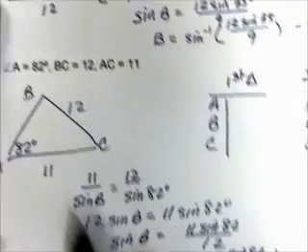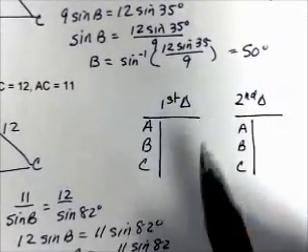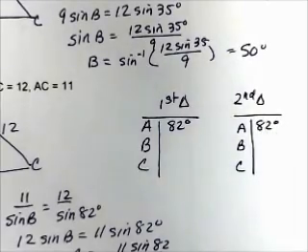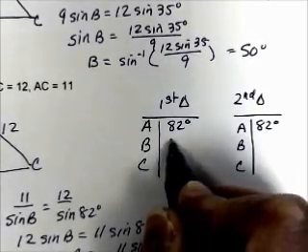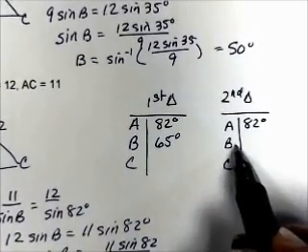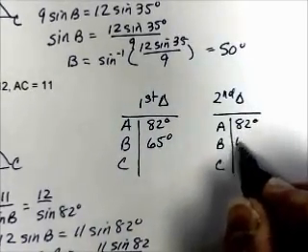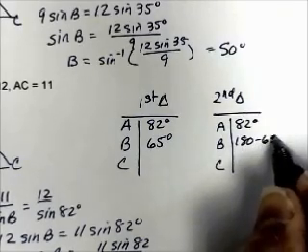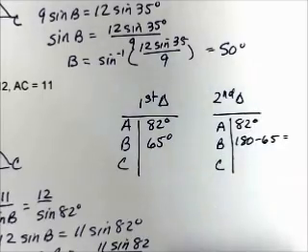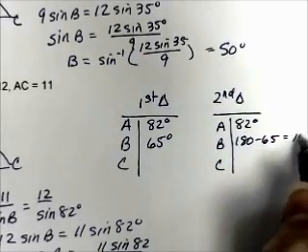Oh, I forgot to list angle A. Angle A was 82 degrees. So the angle A is 82 degrees. Angle B is 65 degrees. Take its supplement for the second triangle, 180 minus 65 is 115.